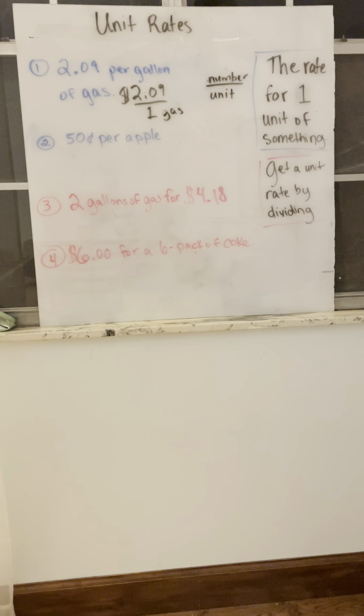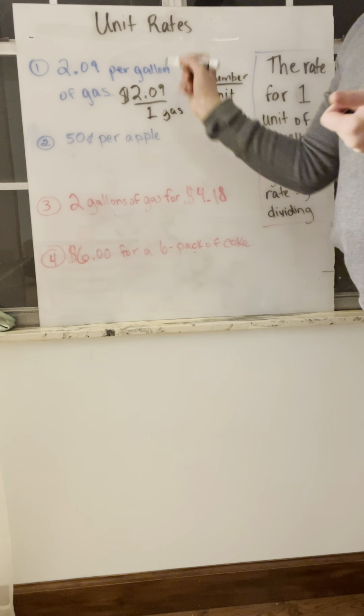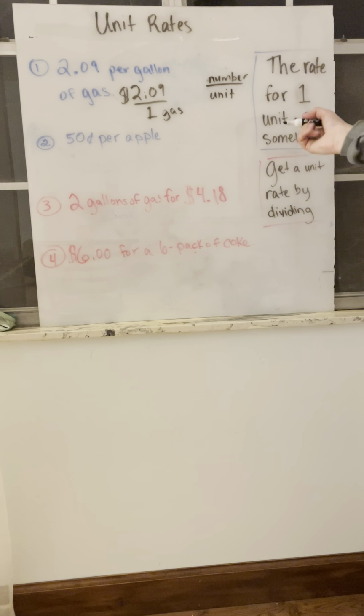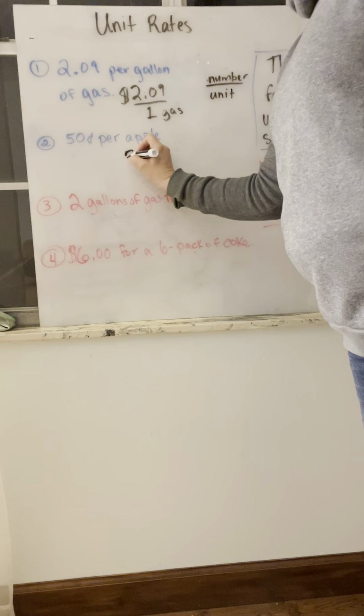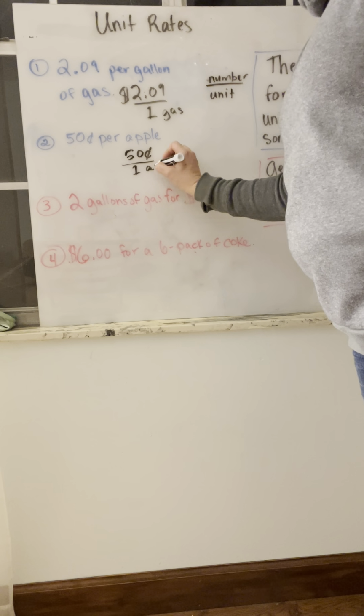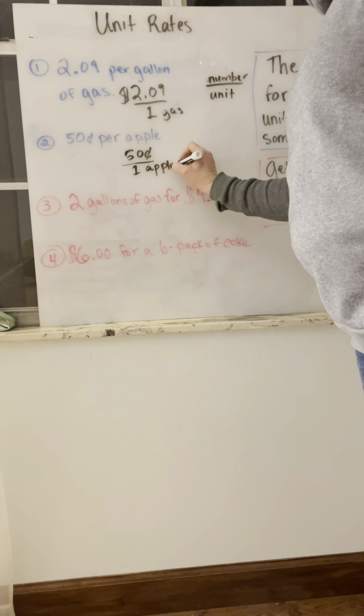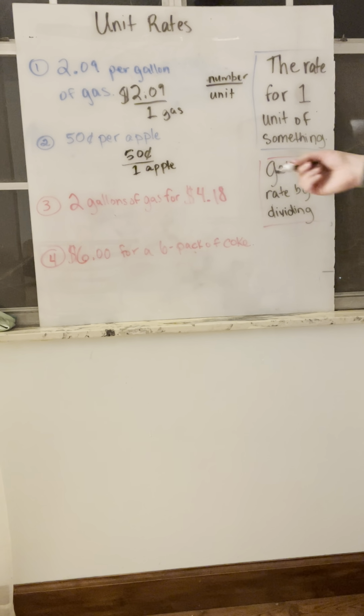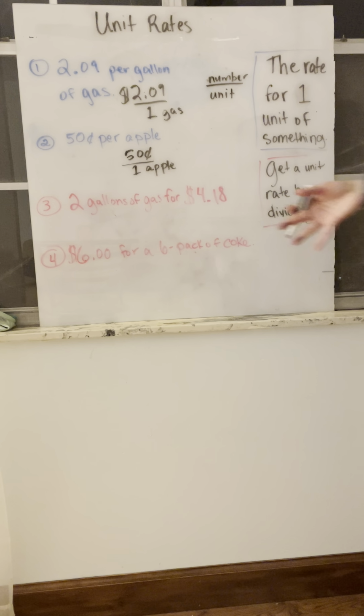Another way, 50 cents per apple. Okay. The unit we're trying to figure out is apple. It's not money, it's the apple, so it's per apple. So we would write 50 cents over 1 apple. Okay? So that's how you write a unit rate, as a fraction. It's always going to be over 1 of something. You have to figure out what that 1 of something is.